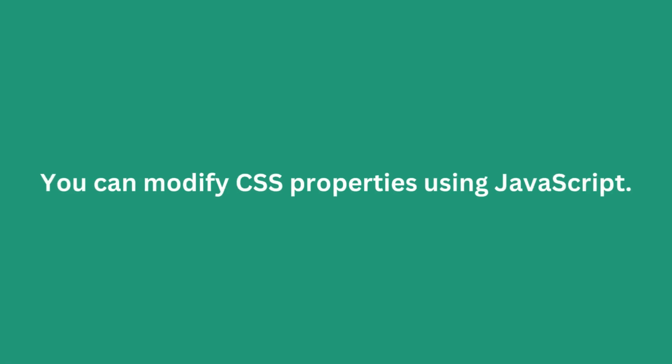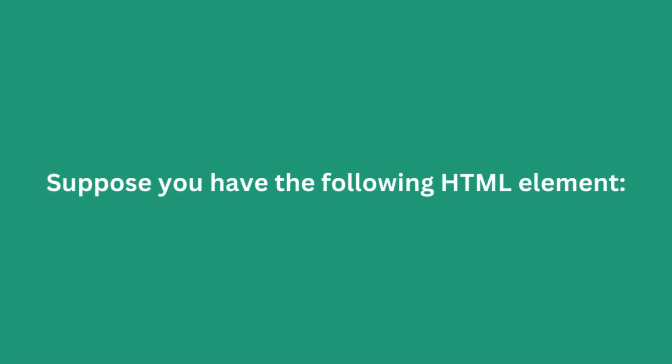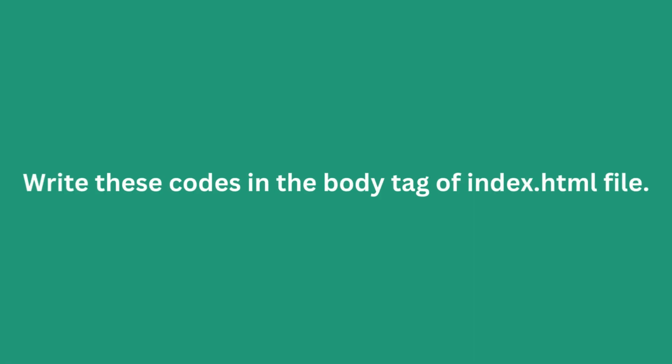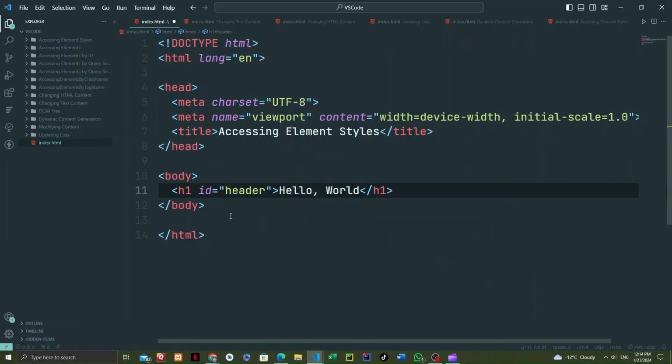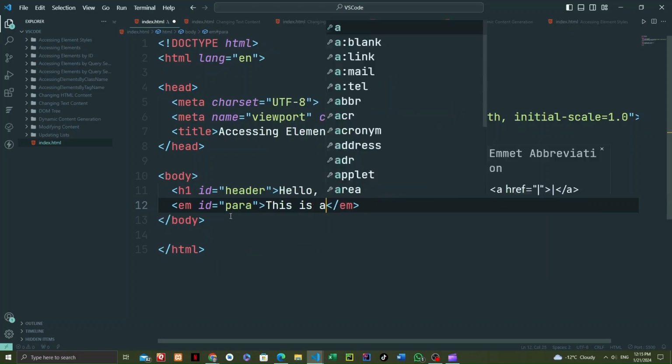Modifying CSS properties. You can modify CSS properties using JavaScript. To change a property, simply assign a new value to it. Here's an example. Suppose you have the following HTML element. Write these codes in the body tag of index.html file. An h1 tag with ID header, hello world. A p tag with ID para, this is an emphasized paragraph.